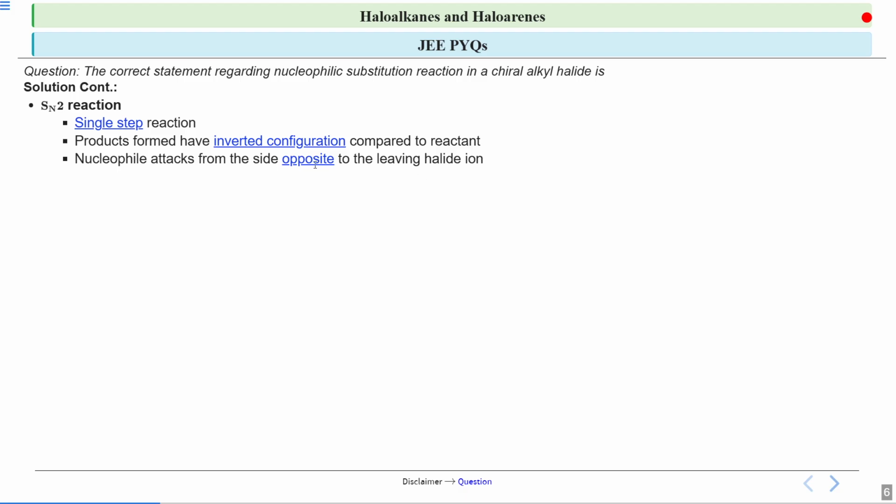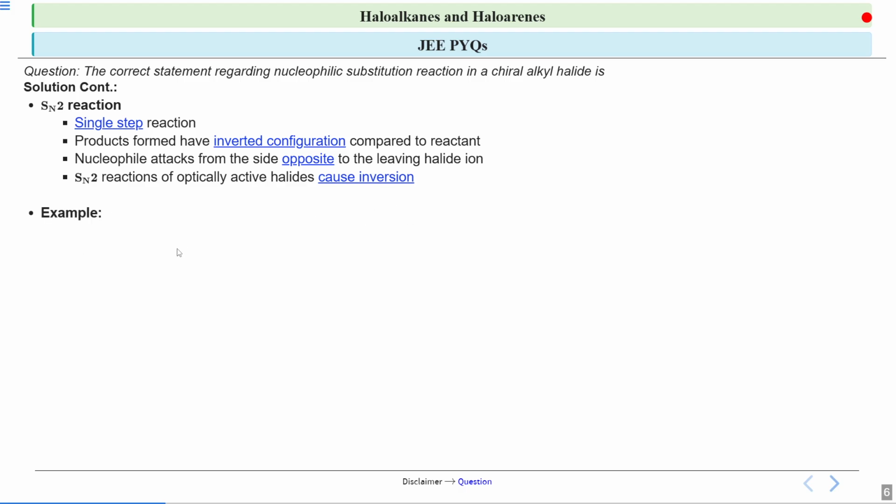Okay, so in the SN1, you are getting an equimolar mixture of two products. One is having the same configuration as reactant, the another is having inverted configuration as the reactant, opposite configuration. But in the SN2 reaction, the product you got has only inverted configuration compared to the reactant. That means that the nucleophile has attacked from the opposite side to the leaving halide ion. SN2 reactions of optically active halides cause inversion. So inversion happens in the SN2 reaction.